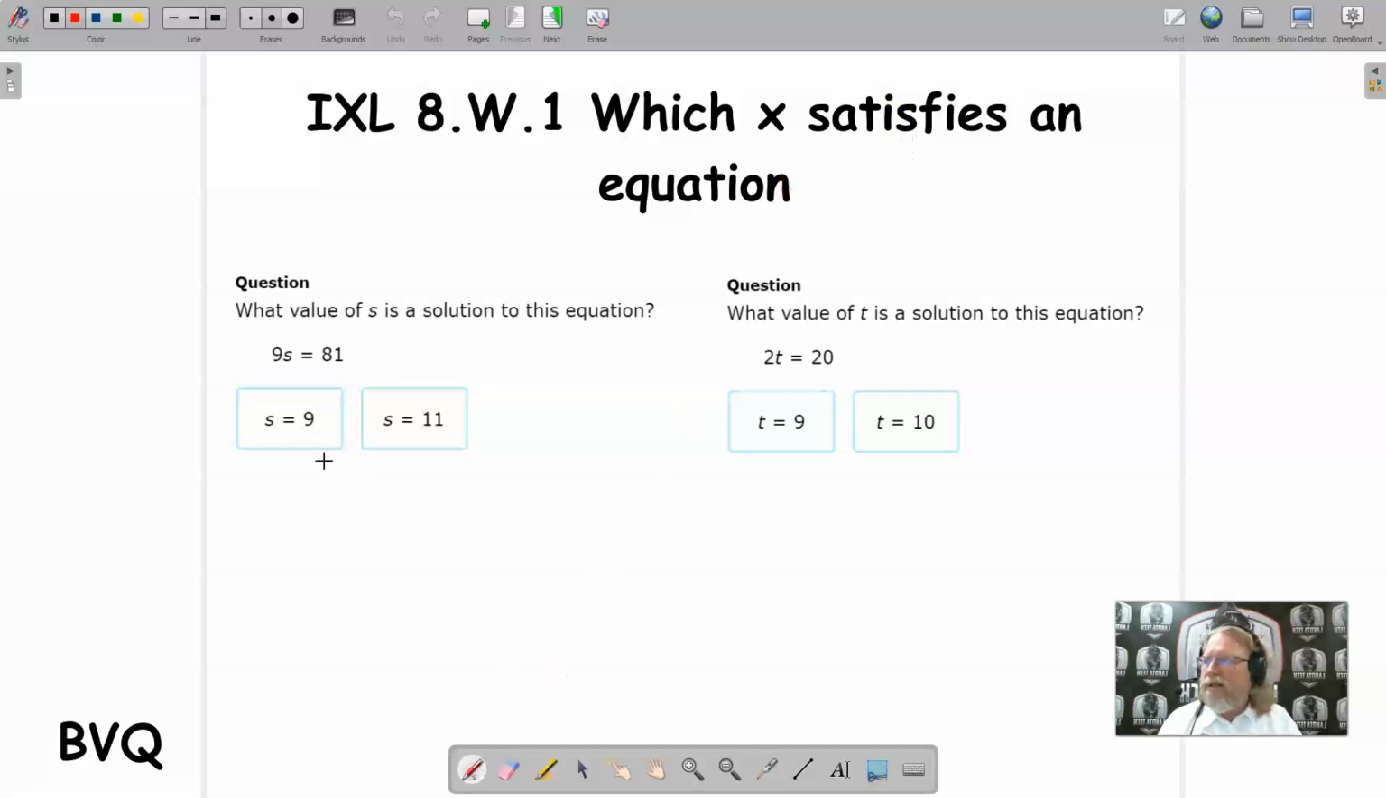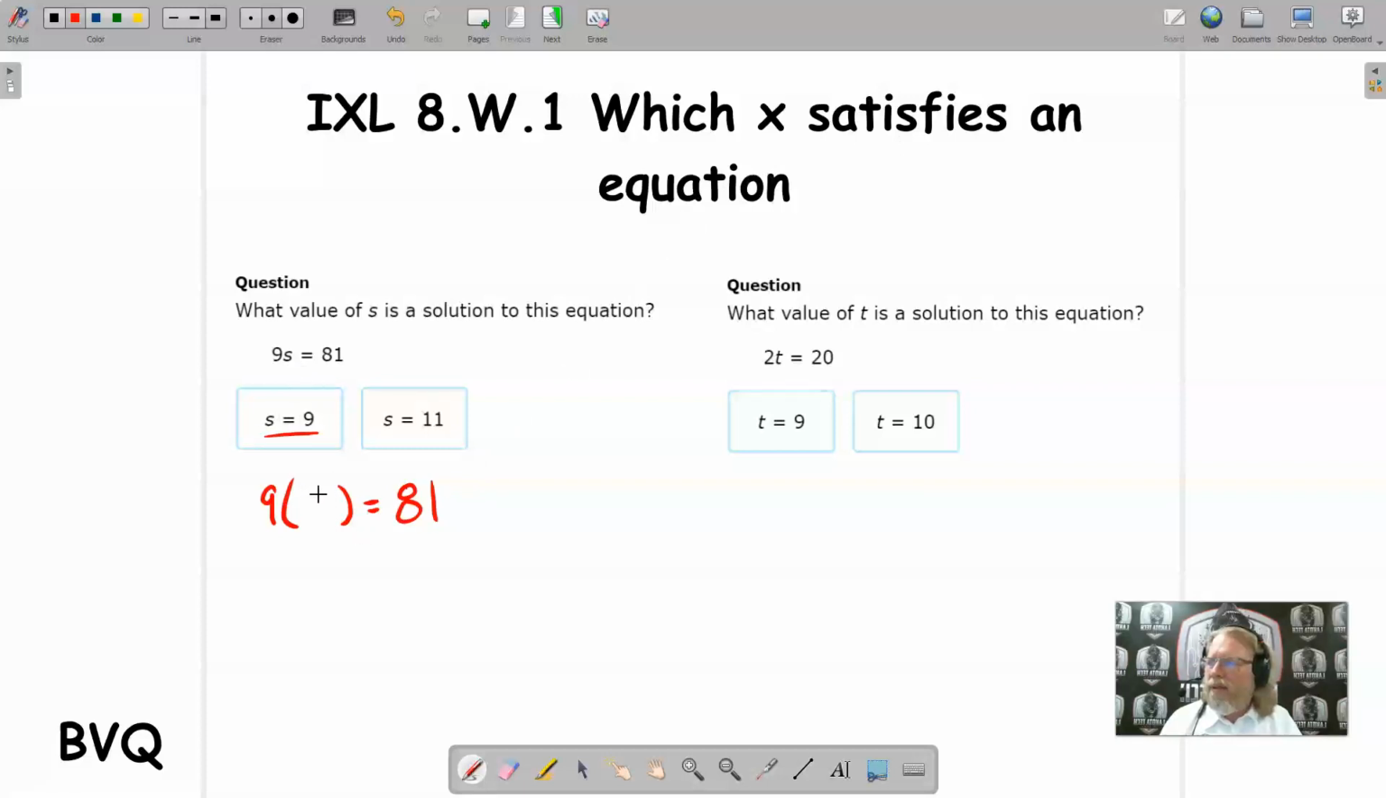So let's go ahead and start off with this. It says 9s equals 81. We're going to rewrite this, and we're just going to put parentheses in where the variable is, in this case the variable is s. And right now I'm sitting here thinking, why do they say which x satisfies the equation whenever they use other variables besides x? That's strange. But we're going to plug in these values here. So let's try this first one.